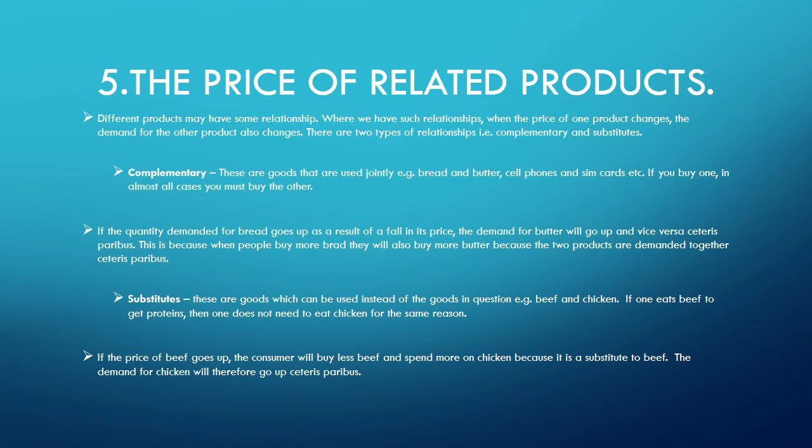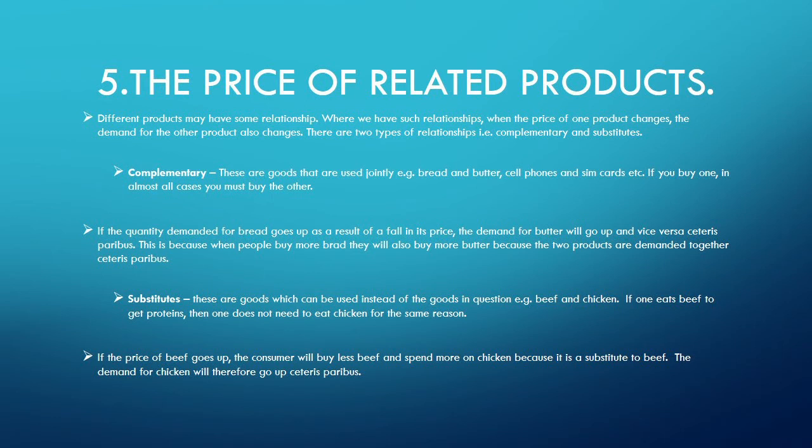That is, the price of bread will affect the demand for butter. If the price of bread goes up, the demand for butter will go down. This is because the increase in the price of bread reduces the quantity demanded of bread, and therefore this will reduce the demand for butter, and vice versa, ceteris paribus.